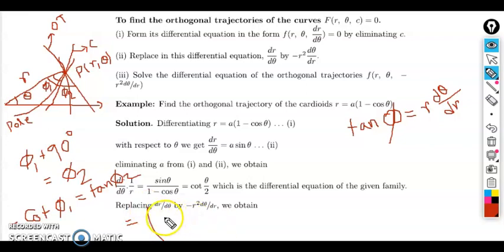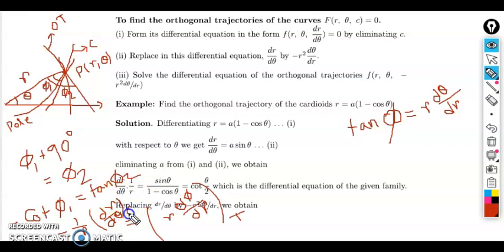r d theta by dr for the trajectory, and the left hand side becomes minus, since it's cot phi, so the result becomes minus 1 by r dr by d theta, for the curve.